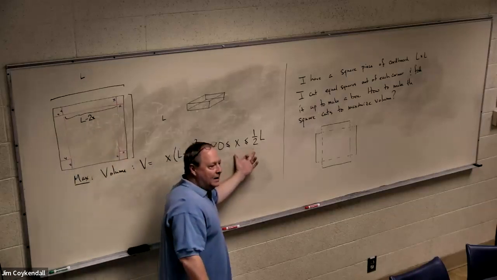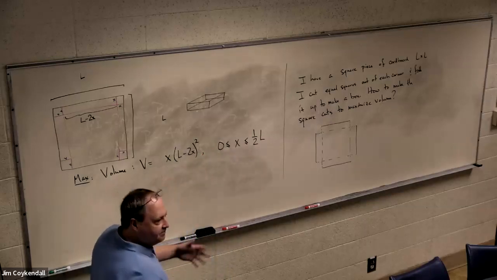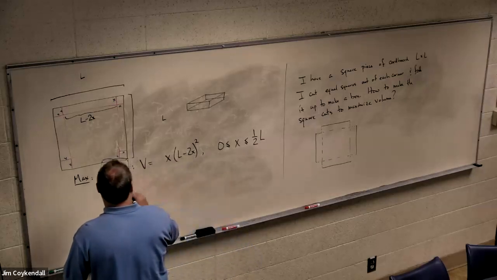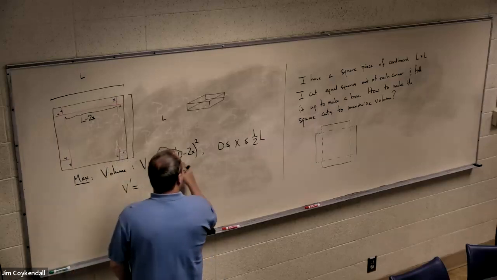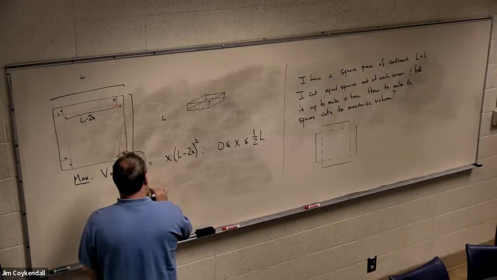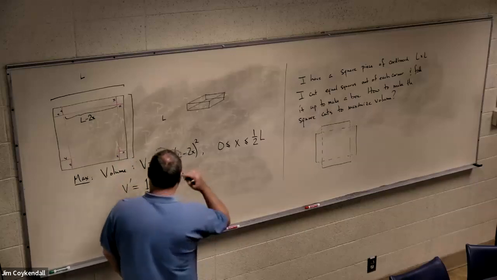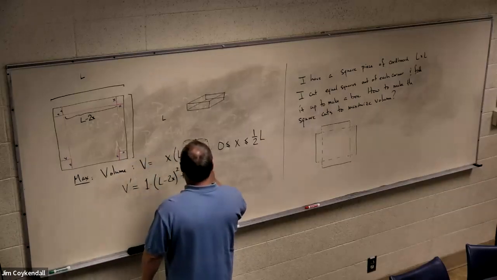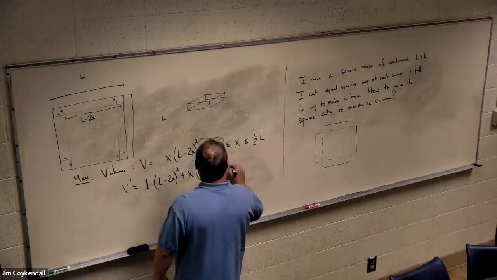So, again, continuous function on a closed interval. So all we gotta do is take the derivative and just compare stuff. Let's take the derivative. This is gonna be a product rule and chain rule. So it's gonna be 1 times L minus 2X squared plus X times the derivative of this, which is 2 times L minus 2X to the first power, times the derivative of the inside.